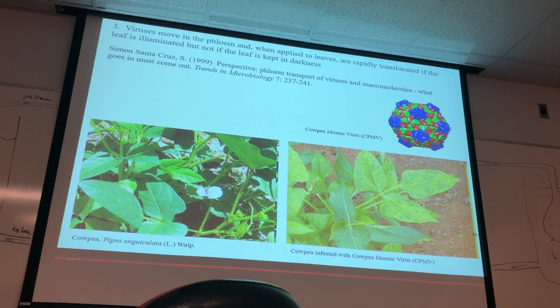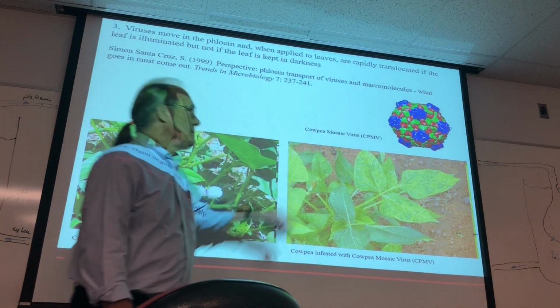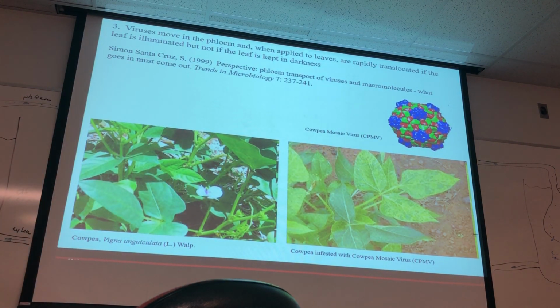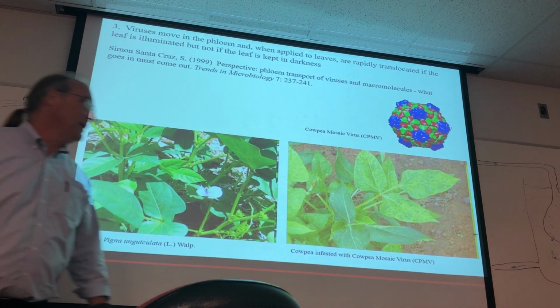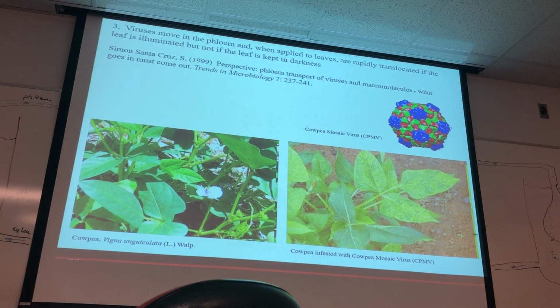How do you explain that? Münch's theory explains this. If the solutes that are being loaded into the phloem come from recent photosynthesis, this is the behavior you would expect. And other viruses are similar. Do experiments with them too. So, pretty good evidence. It's all circumstantial, right? But, Münch's theory explains it.